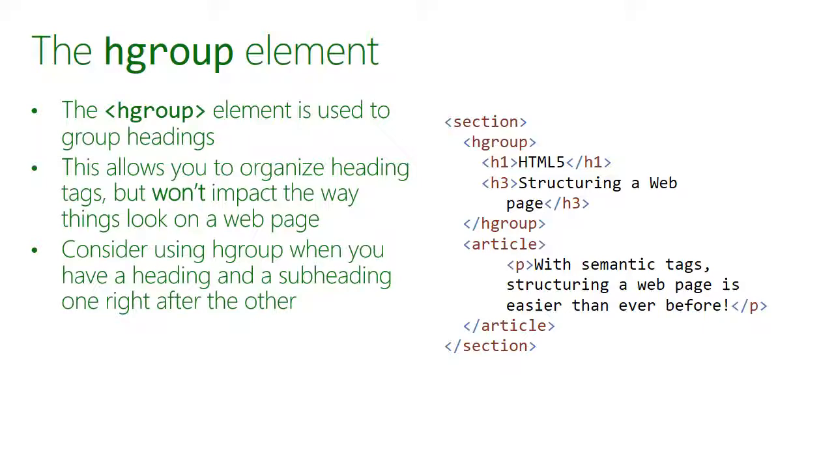Although the hgroup element is actually deprecated now, let's have a quick look at it. The hgroup element is used to group headings. So you can see on the right hand side you've got the hgroup element, and inside you have the H1 and H3 tags, which are nested inside the hgroup element. So hgroup allows you to organize heading tags but won't impact the way that things look on a web page. You could consider using hgroup when you have a heading and a subheading right after each other.